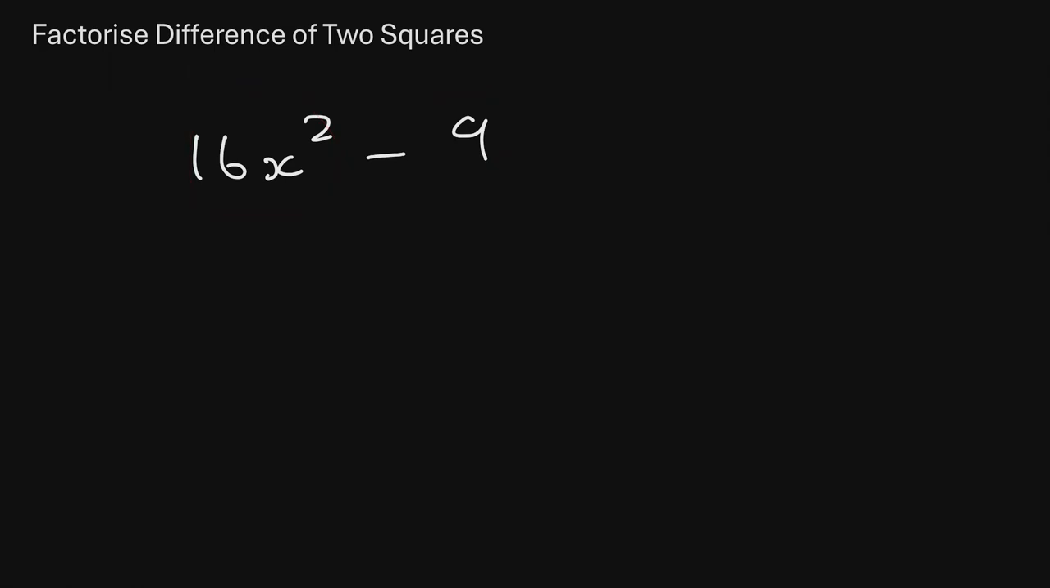So this means we need to find the square root of 16x squared. We know the square root of 16x squared is going to be 4x, because the square root of 16 is 4, and the square root of x squared is x. And then what is the square root of 9? The square root of 9 is just going to be 3. So now we have these factors that come from the square root of our terms.